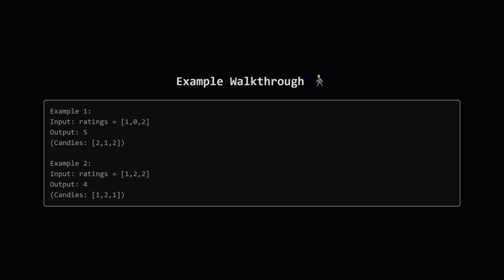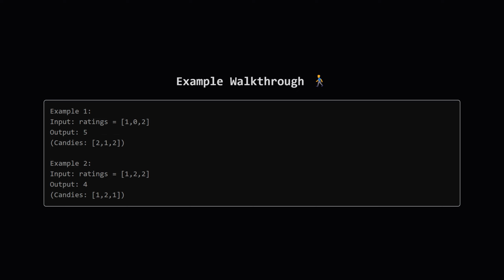But what about the first child compared to the second? The first child, rating 1, has a higher rating than the second, rating 0. So the first child must get more candies than the second. If the second child has 1 candy, the first must get at least 2. So this updates our candies to 2, 1, 2. This gives a total of 2 plus 1 plus 2, which is 5. This matches the example.